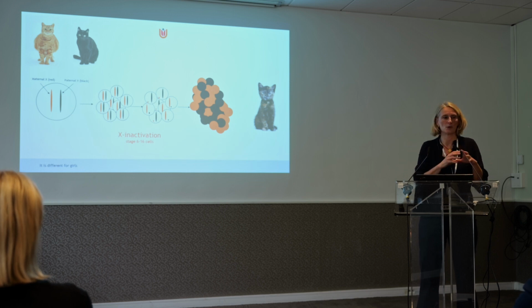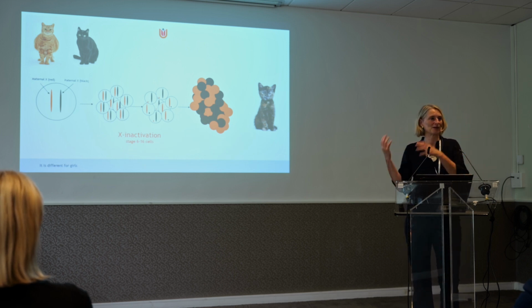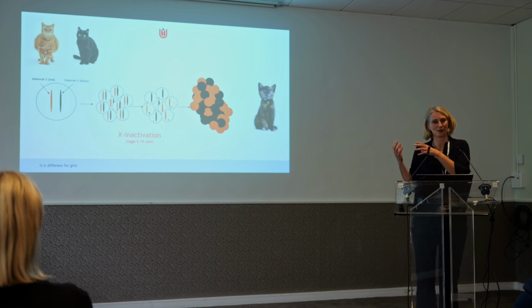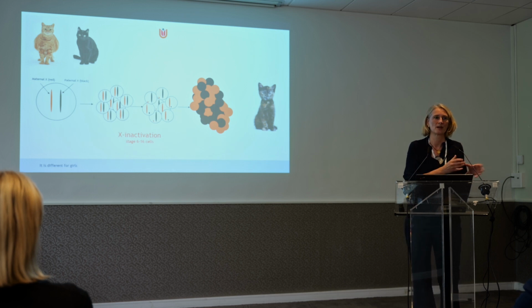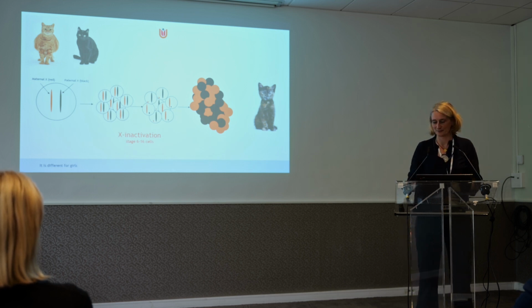So if you have a cell in which the black copy is active, then all the cells that come from that will also be black cells. So in the end, this kitten is born and it is formed of cells with the X chromosome with the red copy active and cells with the X chromosome with the black copy active. And then you have this beautiful skin coat.